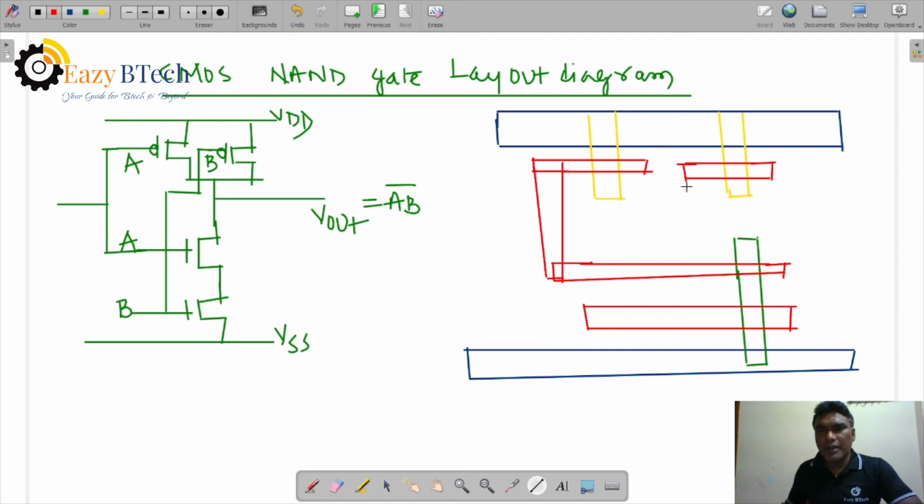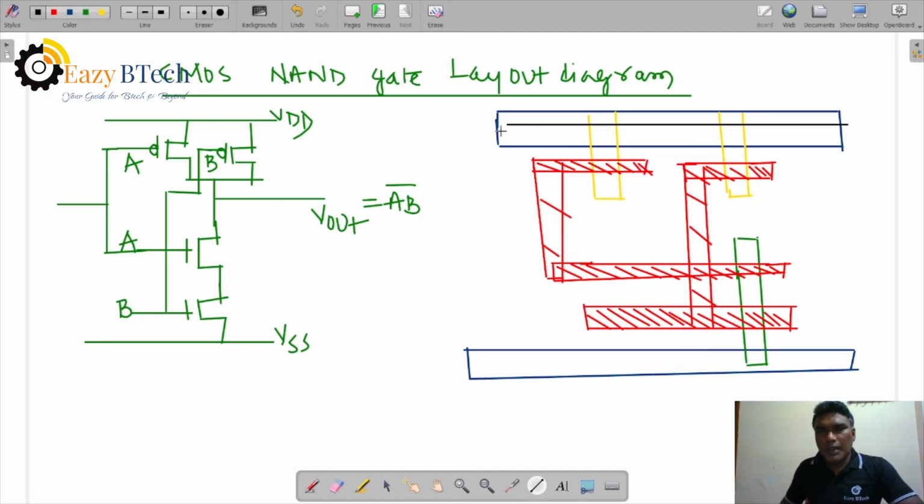How can you identify these? By the layers you can identify. Backward lines with nearer distance is poly 1, the actual gate area. Poly 2 is with a distance, like N plus diffusion, P plus diffusion, orange color. Okay. Now metal 2 is a horizontal line.